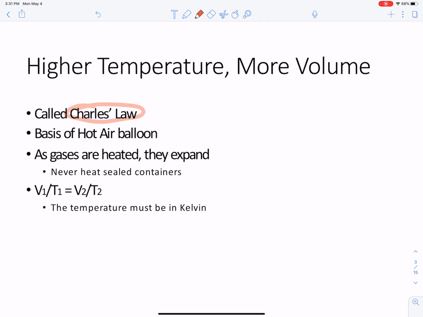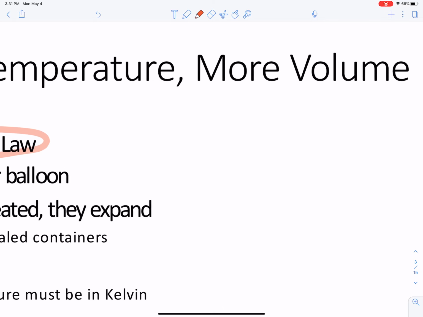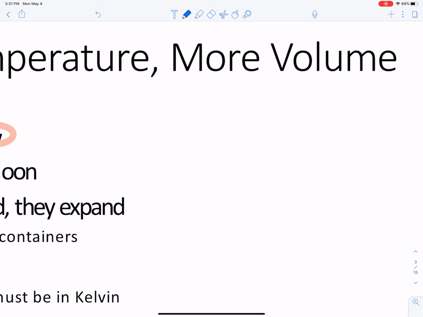Never ever heat a sealed container, that's awkward, because then the container explodes. And it follows this formula right here: V1 over T1 is equal to V2 over T2. So let's think about this. Remember what we had a while ago with our example of the bloat. We have V1 over T1 is equal to V2 over T2, okay? So we went from a volume of one body, right?